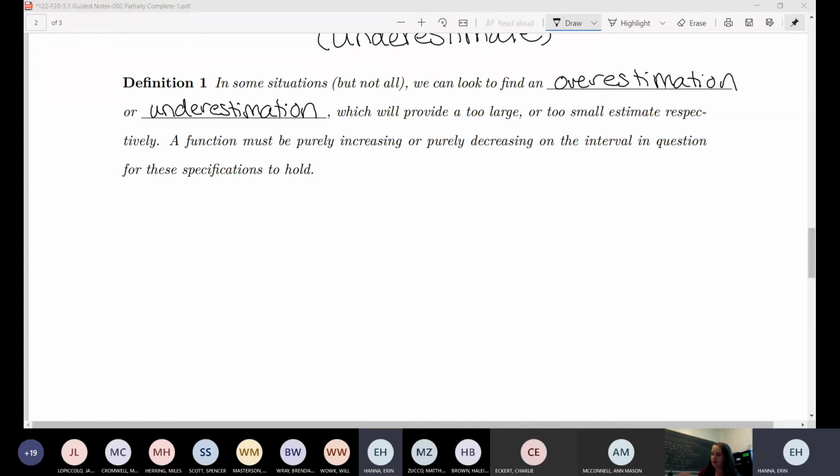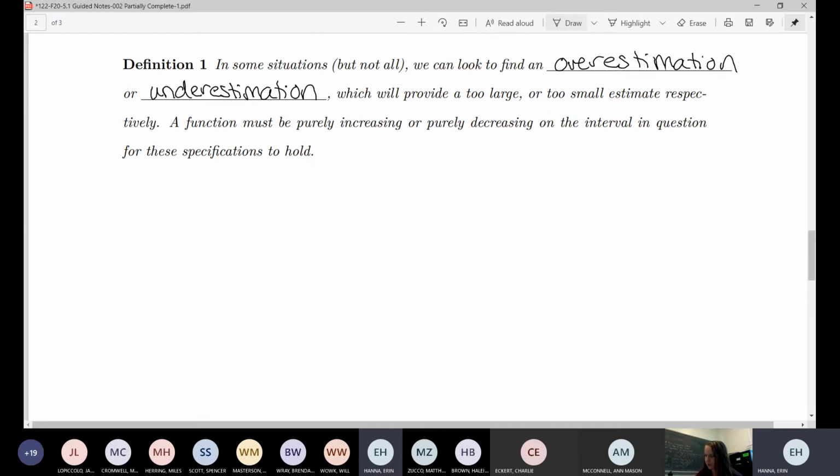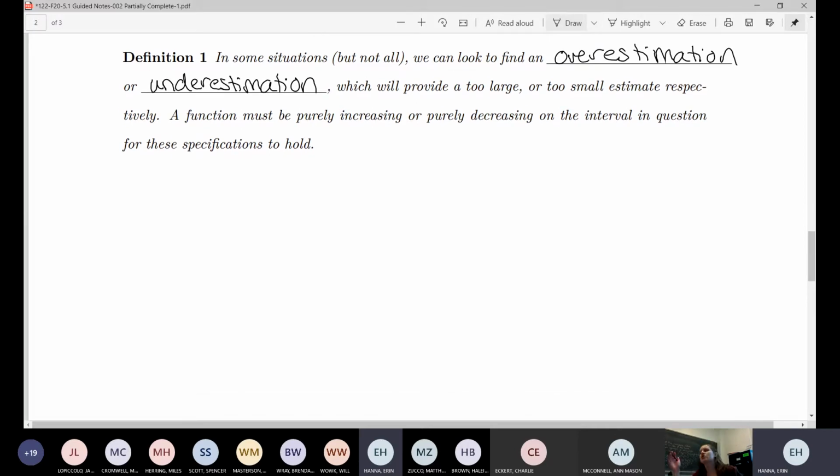Which will provide either a too large or a too small estimate, respectively. Now, a function has to be purely increasing or purely decreasing on an interval to be able to classify it as an overestimation or an underestimation, and I'll show why in a second. But essentially, we have four options if it's purely increasing or purely decreasing.